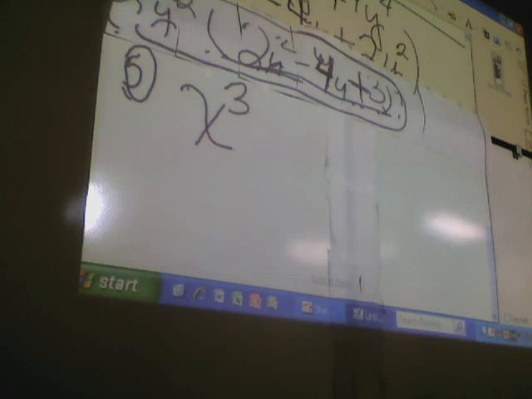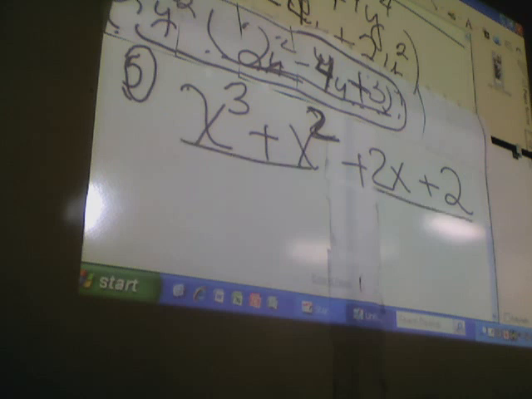Okay, number 5. That was our answer to number 4. Number 5. And we have x cubed plus x squared plus 2x plus 2. Now by looking at that, what do you think we're going to need to do for factoring? There's 4 terms here. Grouping. Normally when there's 4 you want to group them.